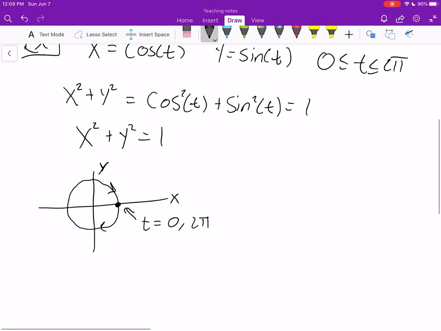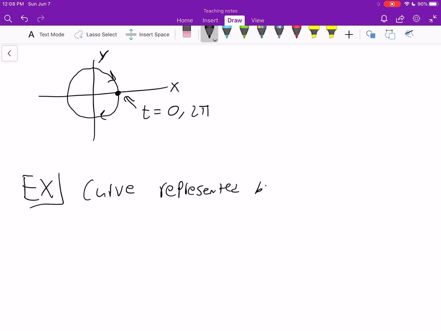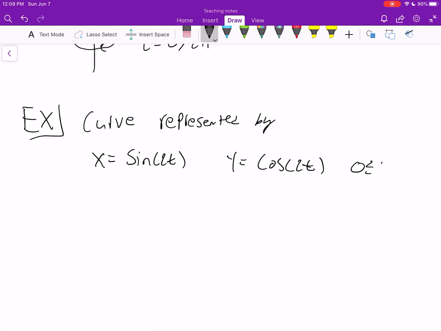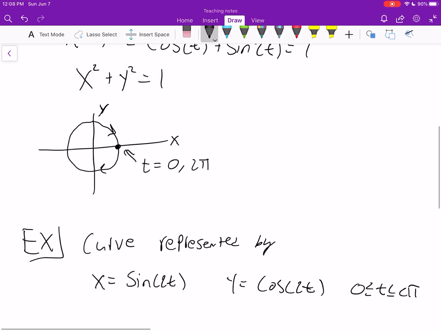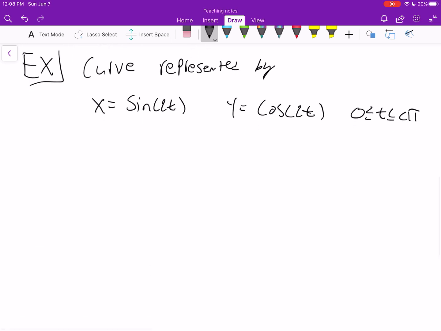So let us move on to the next example. We're going to use what we just learned to get an idea of the curve represented by x equals sine 2t and y equals cosine 2t, with t between 0 and 2 pi. You'll notice the differences from the last one: the factor of 2, and that in the last one x was cosine, while this time x is sine. So that's going to change some things.